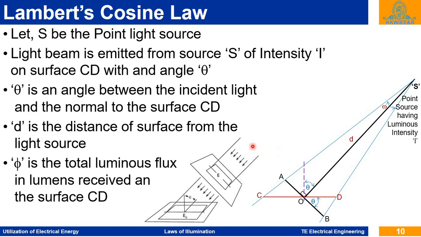Here the same thing is shown. These are the incident light rays, and this plane is perpendicular to the light rays. So this AB plane is perpendicular to these incident rays, and this is the plane CD, which is inclined at point O by an angle theta with this plane AB. How this angle theta and this angle theta are the same is explained in this diagram.